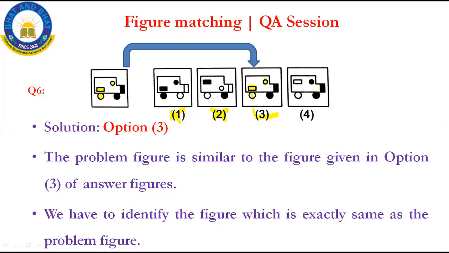Why not option 4 here? See, in the question figure, the rectangle and the circles are facing each other, but here it is straight, isn't it? So option 4 is not a correct answer. So we have to find the figure which resembles the problem figure only among the 4 alternatives. There should not be even a single dot different. So what is the correct option? Option 3 is the correct answer. We have to identify the figure which is exactly the same as the problem figure.